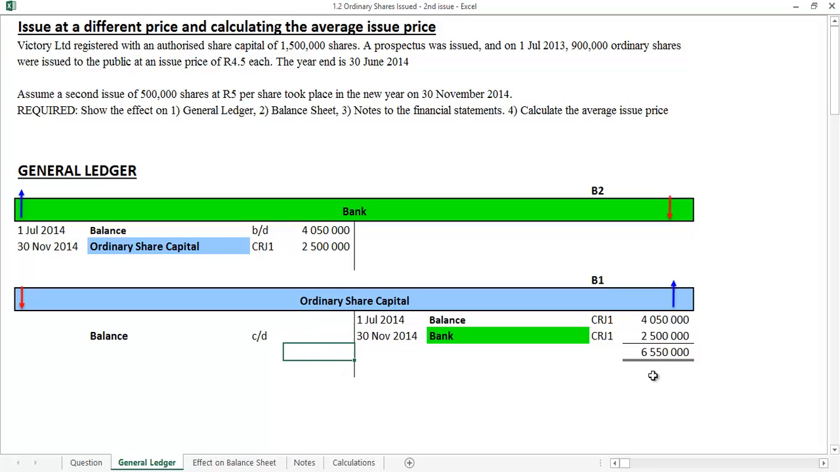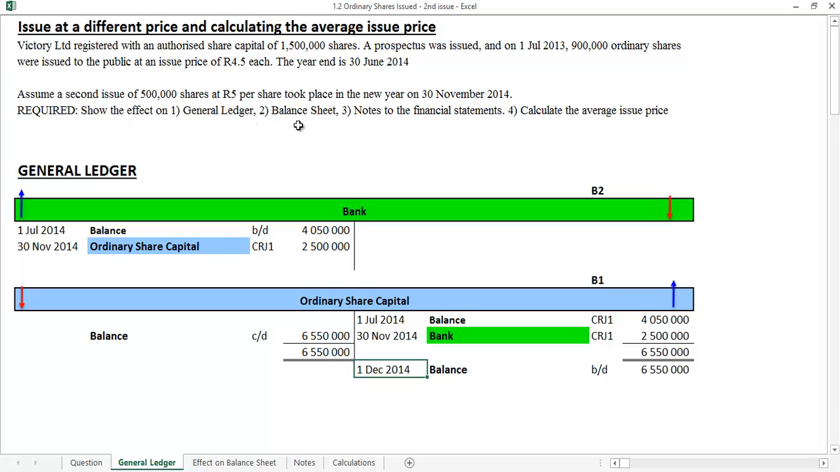So if I take all the credits, which is 6.5, and I minus the debits, I get a balance of 6.5. All right, there we go. And then my debit side also totals to the 6.5, and finally I just bring the balance down on the first day of the new financial year of 6.5, and that will be on the first day of the next month, actually, 1st of December 2014. There we go. So that's the general ledger done.